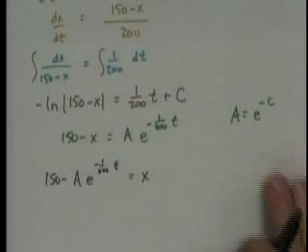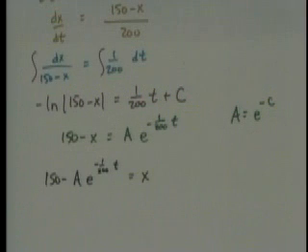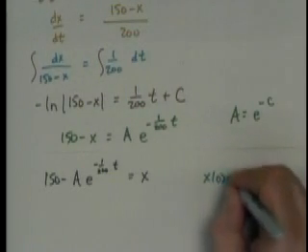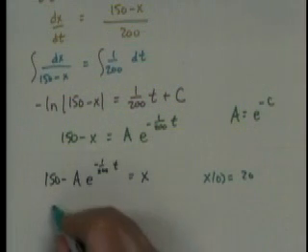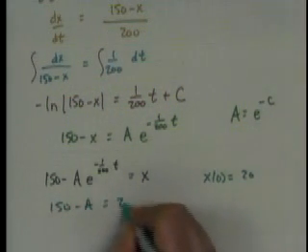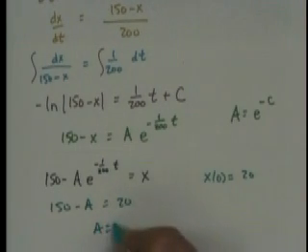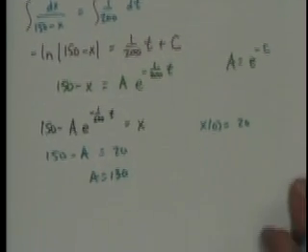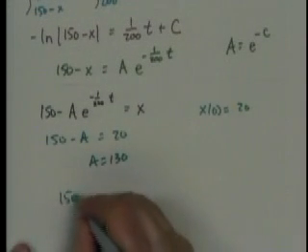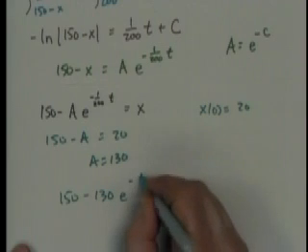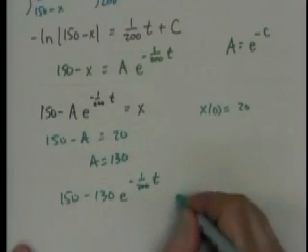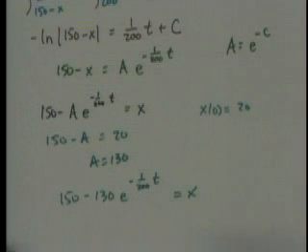My handwriting's starting to get a little smaller. Now we just have to figure out what a is based on my initial conditions, which is x of 0 was 20. So 150 minus a is going to be 20. So a has to be 130. So there's an equation now that represents x, the amount of salt in my tank.